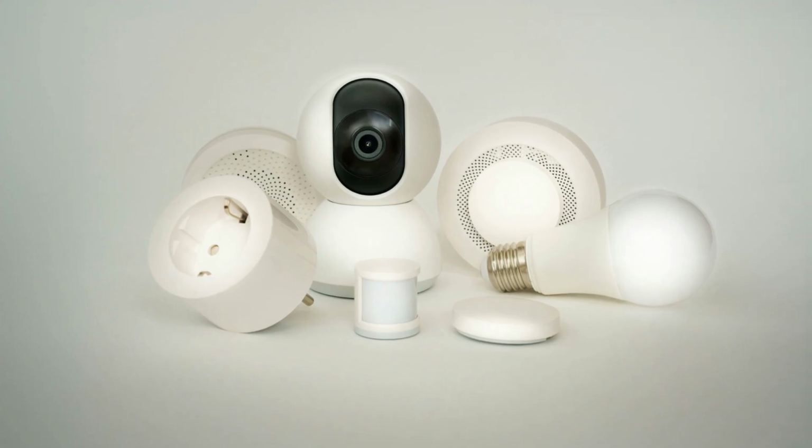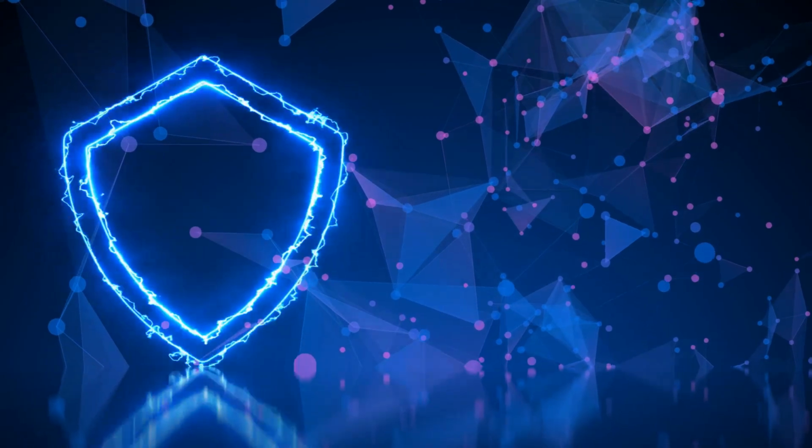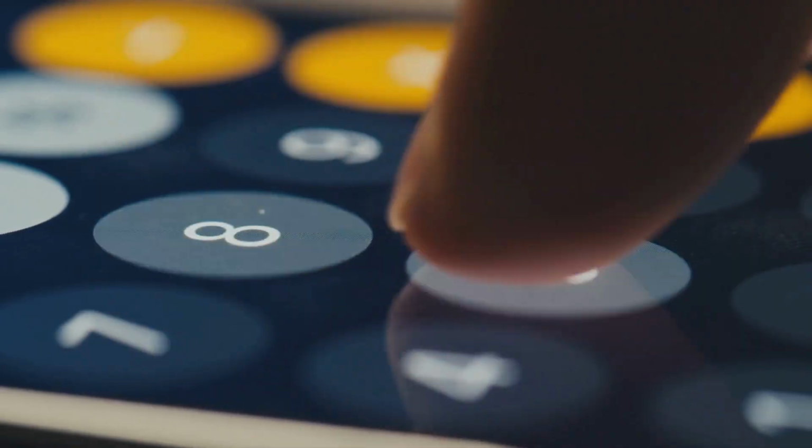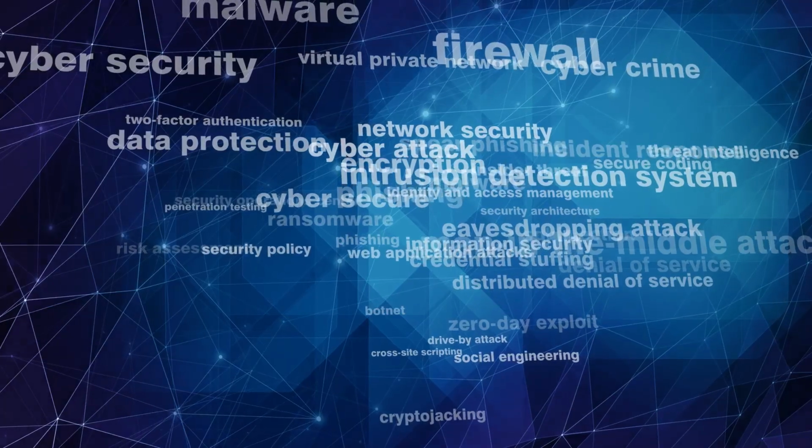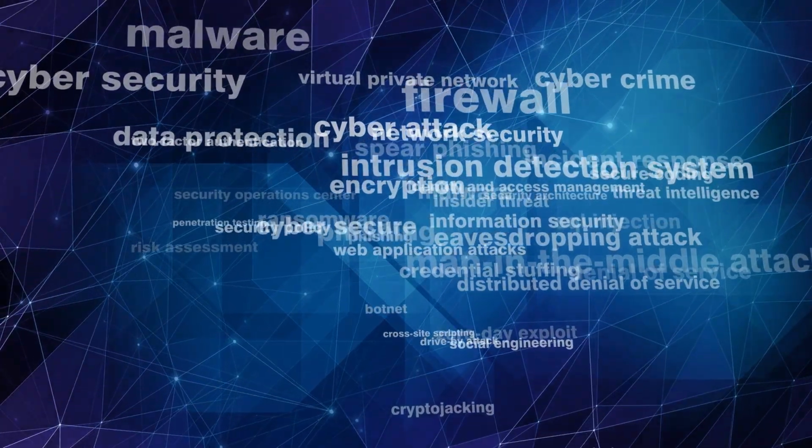IoT can make life easier, but only if it's secure. Take control: change passwords, update firmware, segment your network, and demand encryption. A few simple steps protect your home and the wider internet.